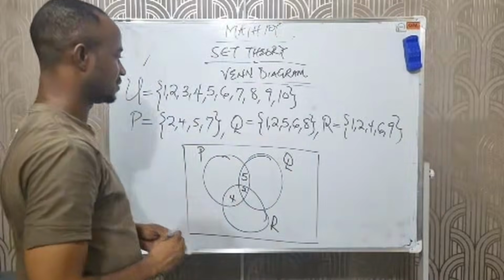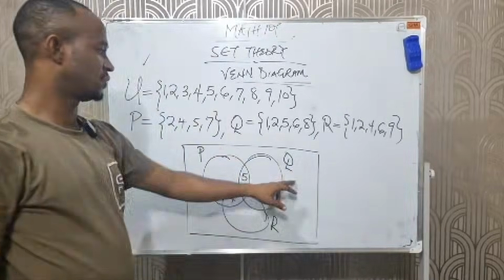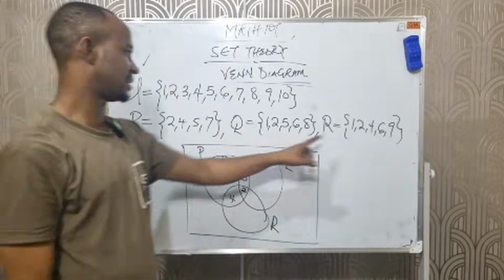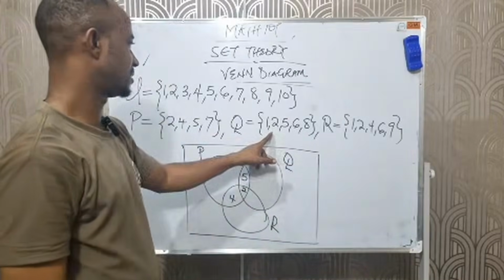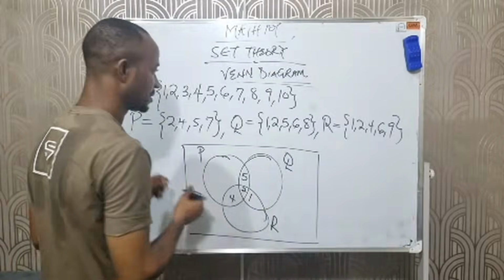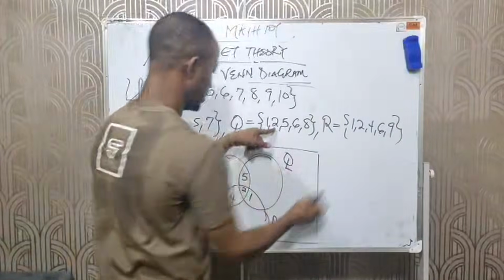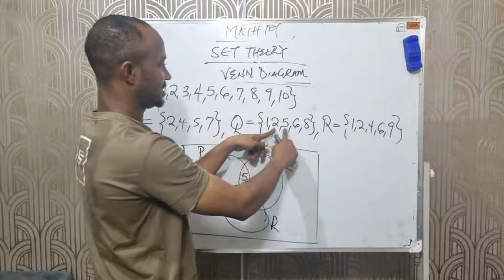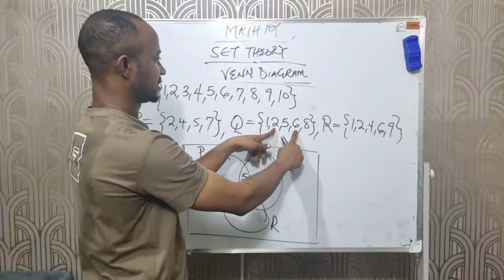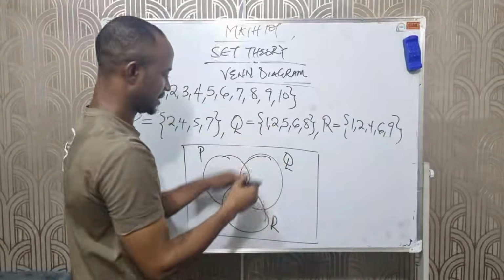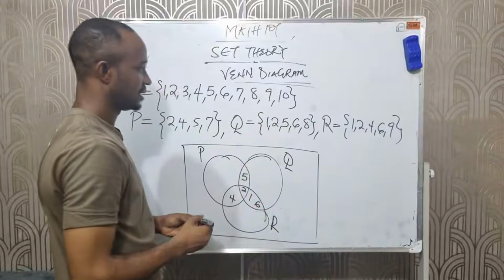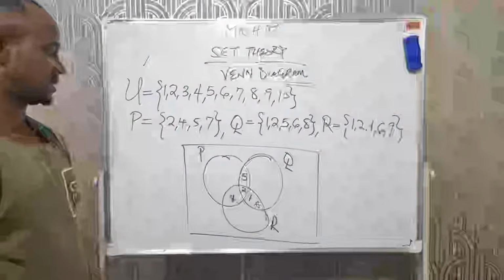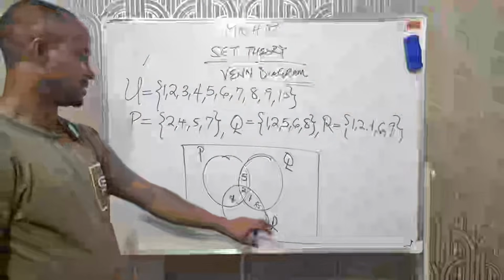Now the next is to bring out what is common between Q and R. We have 1. 1 is common. We also have 2, but we have already brought out 2, so I will not repeat that again. Let's take 5. 5 is not in R. We have 6, and 6 is common. Let's take the other ones. We have 8, but there's no 8 in R. So between Q and R, the intersection is just 1 and 6.